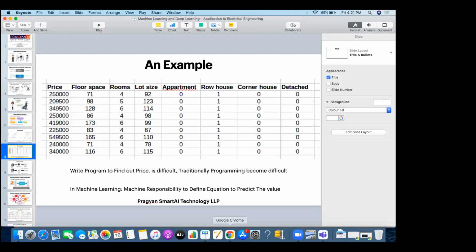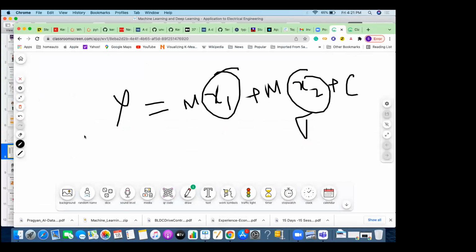Then it becomes very tedious for us to calculate equations. How should I calculate? Y is equal to so many m's and so many x's. Each feature means one m and x. So the equation becomes more and more complex, and writing logic for that becomes more and more complex. That is the reason: without machine learning, we are not able to solve complex problems which have so many features and so many relationships between the features and the output. It is very difficult to calculate those values, find the equation, and write logic for that problem.